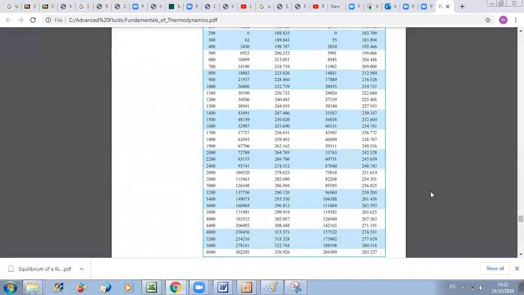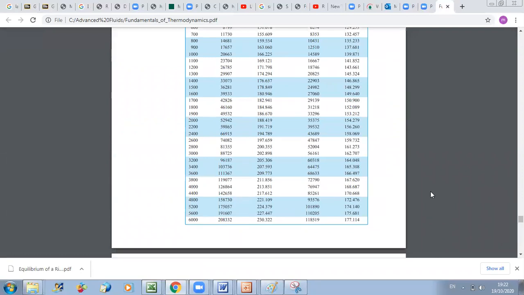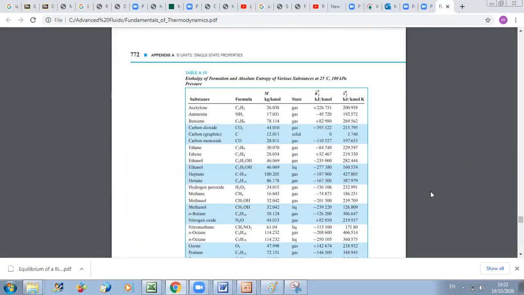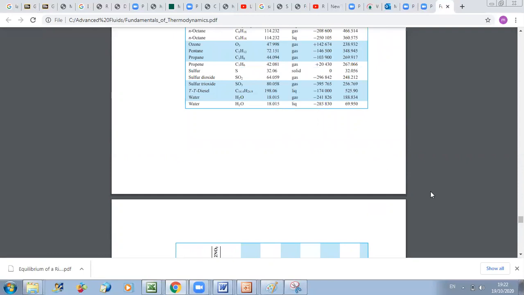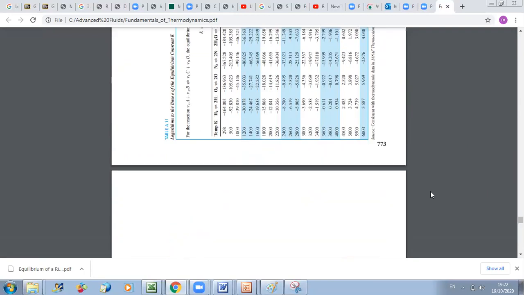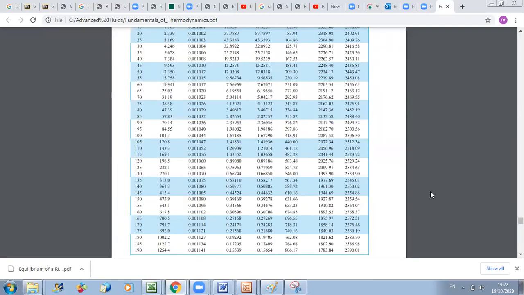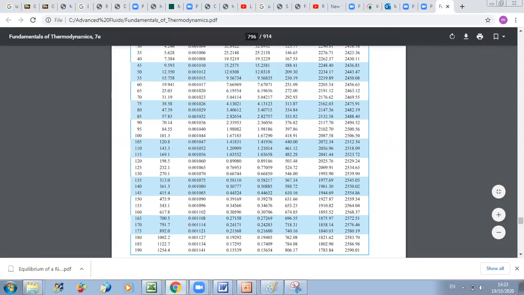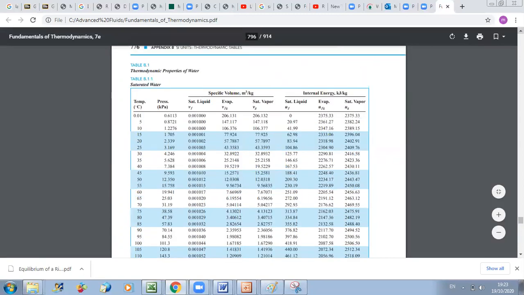Now we will move to steam tables and tables for different refrigerants. Appendix B, we will use it a lot. Now we will see together that you have several states for water. You have water in the liquid state, you have water in the vapor state, you have water in the superheated state. And depending on the state of your substance, you will have different tables.